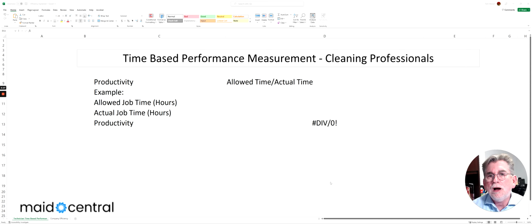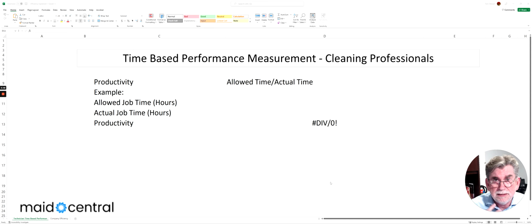We also have a couple of KPIs that we use to measure how well cleaning professionals use their time. And there's two general categories of that. We want to know how well they use their productive time, how well they use the time that's allocated to them to actually generate revenue and clean homes.